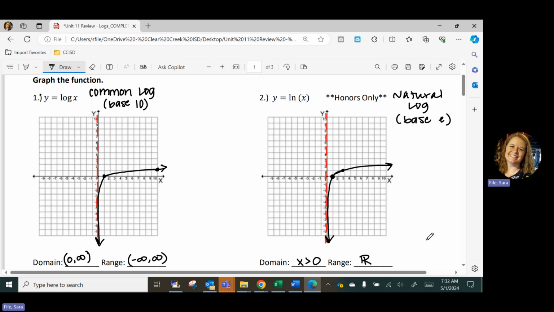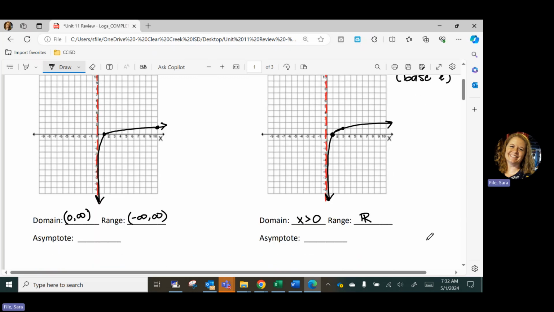You'll feel okay about those parent functions, what they start out as? The asymptote, we drew it. It is at x equals 0. Remember, a vertical line crosses the x-axis, so it's x equals. And in this case, it's x equals 0.